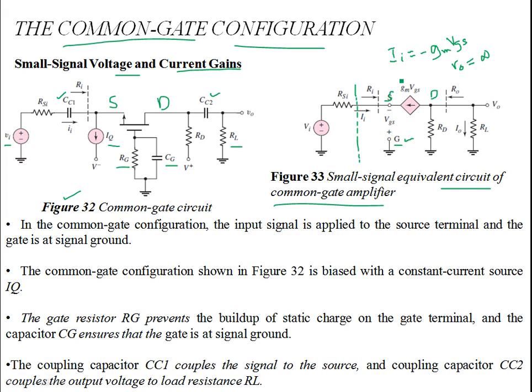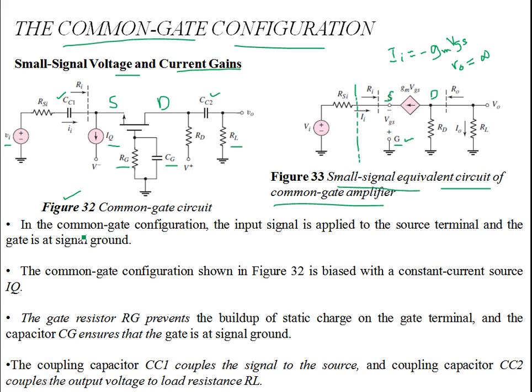Otherwise it would have appeared like this, r naught, between the drain and source. We are not considering r naught over here. So between drain and source, the direction of the current given an NMOS device is as such, which is shown in the dependent current source. This is gm VGS. Gate is at ground, and then at the source you have the input. So that completes the small signal equivalent circuit of the common gate amplifier.